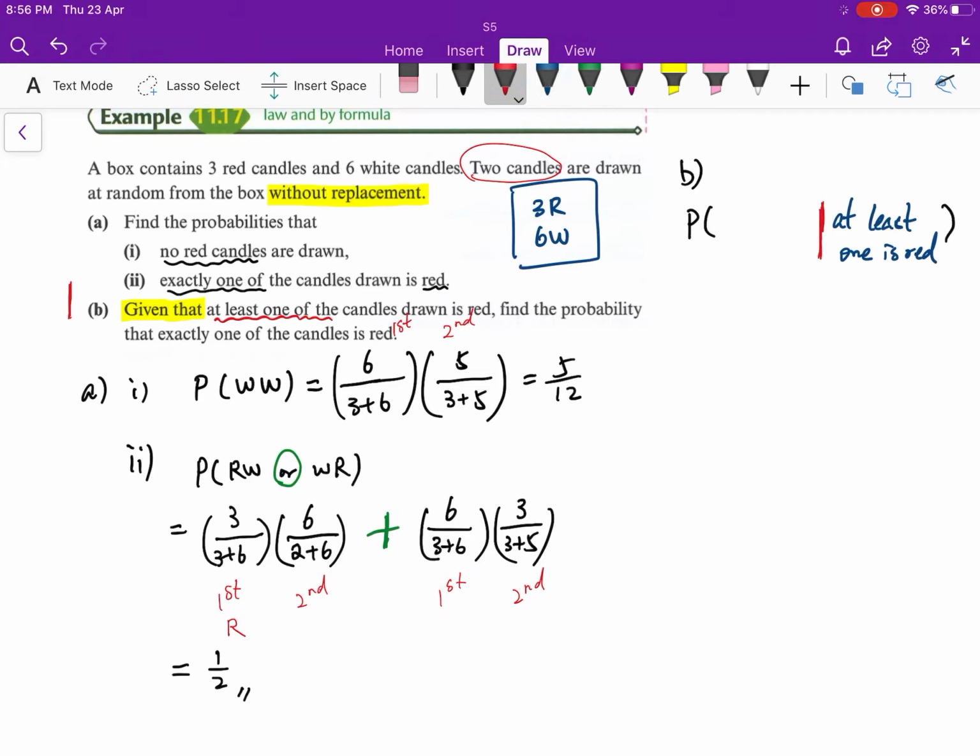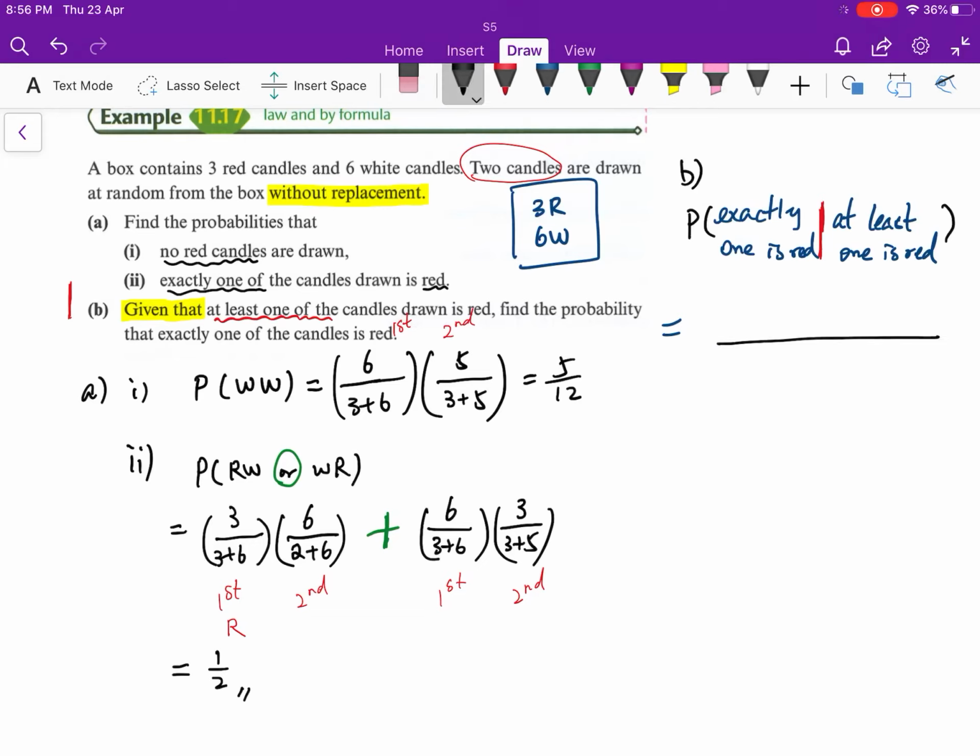Okay, remember you need to write down the condition. Given that at least one is red, find what probability? Find the probability that exactly one is red. So what we need to do is the probability of exactly one is red, okay? So make sure that you write down those presentations. If you lose the presentation, you may lose the mark, okay?